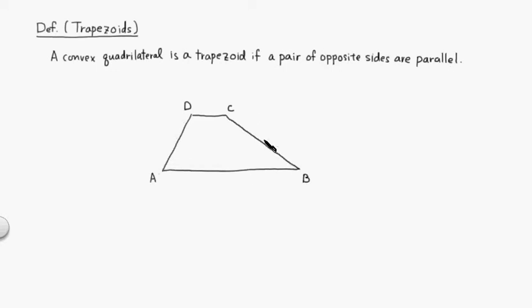Quadrilateral ABCD. We have two sides that are parallel. So let's say AB is parallel to DC. Right? Those guys are called bases, right? So those two parallel sides, those are called bases.